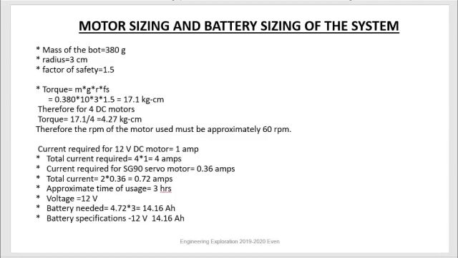Now battery sizing. Current required by a 12 volt DC motor is 1 ampere approximately. So the total current is 4 amperes. Then the current used by an SG90 servo motor is 0.36 amperes. So the total current by the servo motors is 0.72 amperes. Approximate time of usage is 3 hours. So the battery specifications are 12 volt and 14.16 ampere hour.